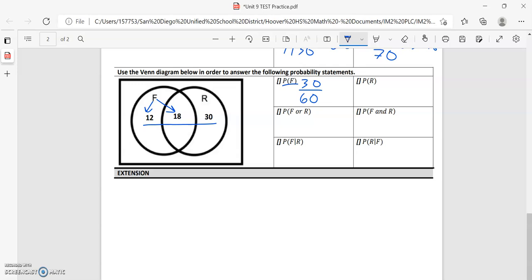I'm not going to do percents this time. I'm going to go through this a little quicker. R. Okay, so we have 30 only R's, and then 18 that are F and R. So 30 and 18 is 48 over 60. F or R, that's everything, 60 over 60. F and R is the middle number, so that's 18 over 60.